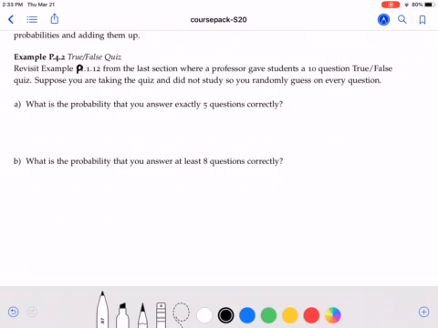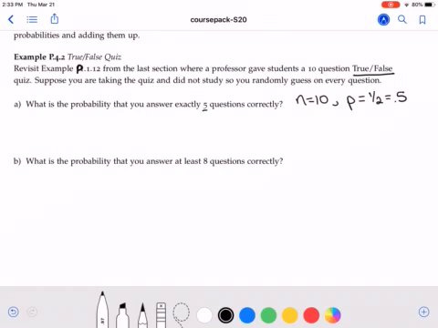So this will be a binomial where the number of trials is 10, because we can think of answering each question as a trial. And then for the binomial, we also need the p, which is the probability of success. If we have true-false questions and we're guessing, we have a 50-50 chance of getting them correct. So our probability is 1/2 or 0.5.